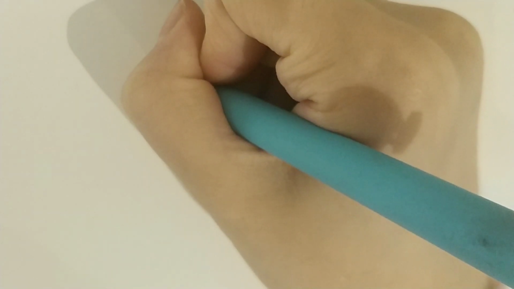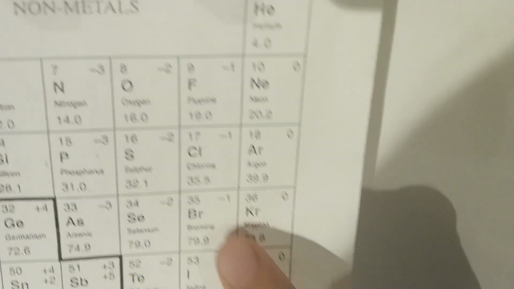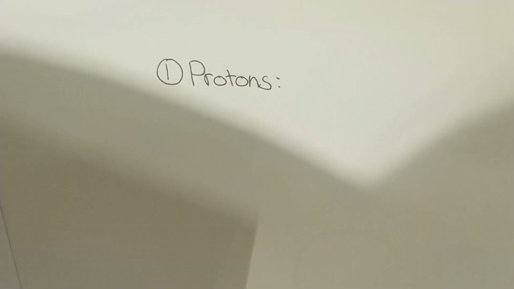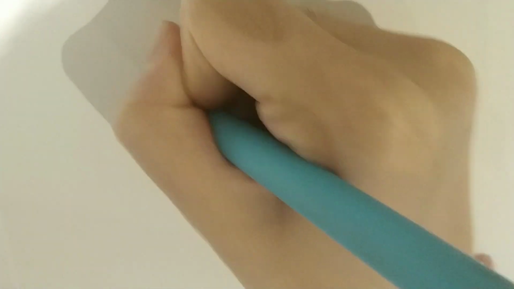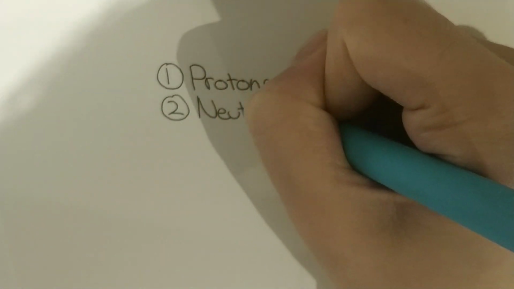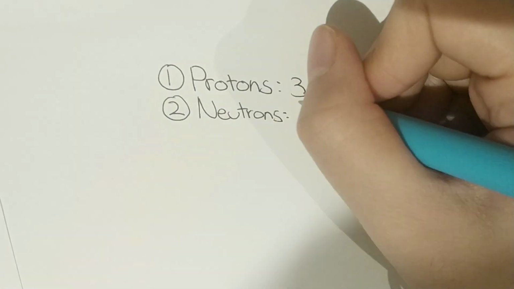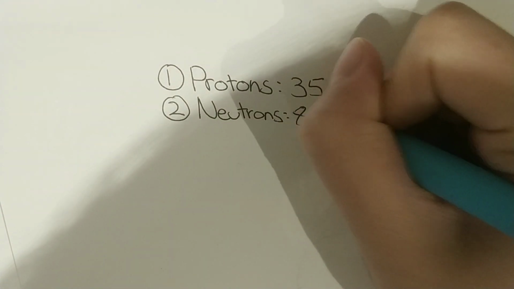Just like before, we need to know several values before drawing the Bohr diagram. The first thing is the number of protons. You find it the same way as before using the atomic number. So it's 35. The second thing is the number of neutrons. This is found the same way as before, subtracting the number of protons from the rounded atomic weight.